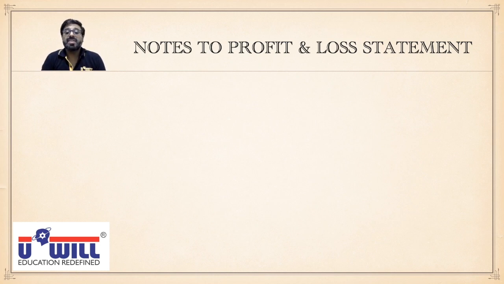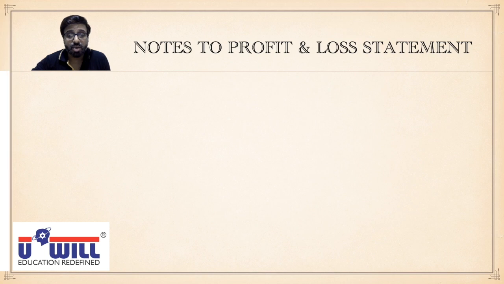Now notes we will be making only for other expenses. Keep it in mind. Sales we can directly write in the column of sales. Cost of sales we can directly write in the column of cost of sales. Then employees benefit we can directly write in the column of employees benefit. We will be making the note only for the column of other expenses.